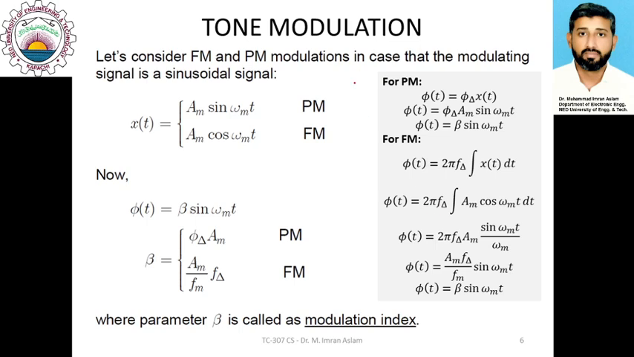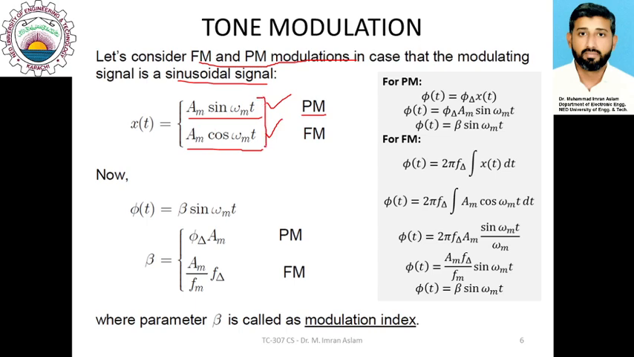Let us now start the discussion related to the wideband case. As I mentioned, we cannot directly analyze the wideband signal; rather, we will use tone modulation as a special case, and then we'll try to analyze its behavior to get a generalized result. So let us consider FM and PM modulation by using a sinusoidal signal. I have assumed these sinusoidal signals here. I have taken Am sin omega m t for PM and Am cos omega m t for FM.